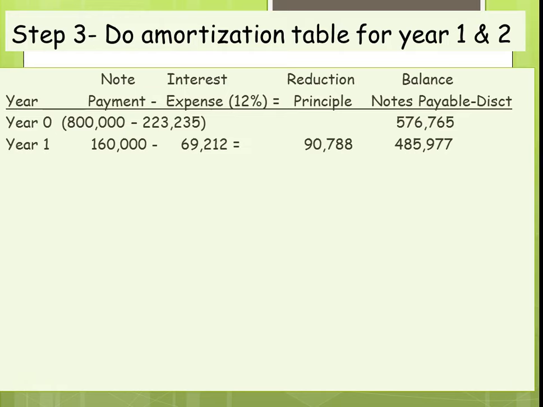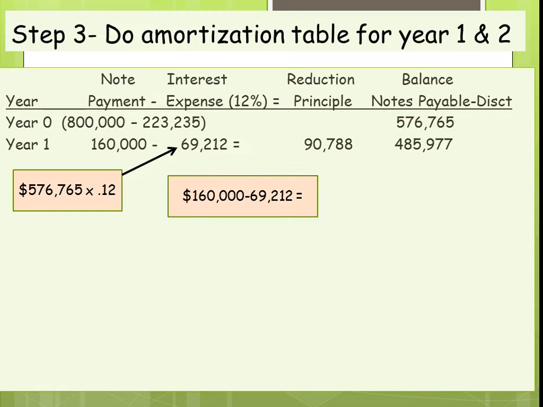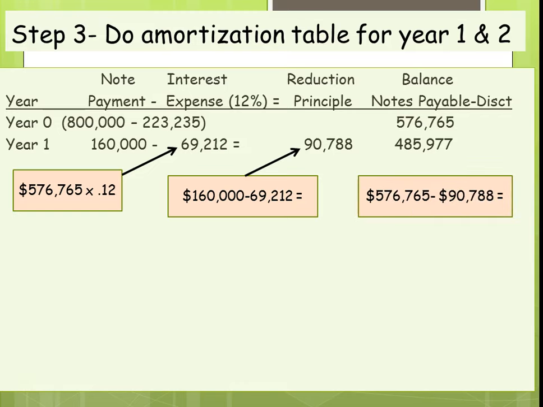Now we'll do an amortization table for year 1 and 2. In year 1, the balance at the start is $576,765 because we have made no payments. When we make our first payment at year end, we're going to take the $576,765 times 12%, and that tells us how much of the payment of $160,000 will be booked as interest expense, and then the balance is going to reduce the principal. So now we have a new balance of $485,977.